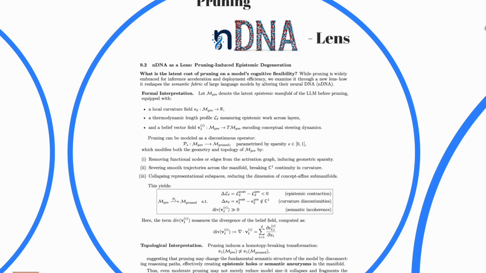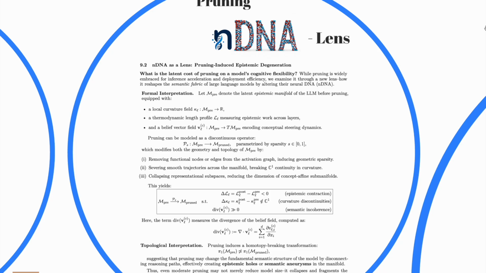What pruning does structurally. Introduce a sparsity knob S between 0 and 1. As you turn it up, pruning acts like a discontinuous operator on the landscape. It removes functional nodes and edges in the activation graph. Whole junctions or bridges disappear, creating geometric sparsity. It severs smooth trajectories, so bends are no longer continuously connected through depth. In math terms, curvature is no longer even smooth. It collapses representational subspaces, so lower dimensional, concept-affine, side valleys are squashed or merged.